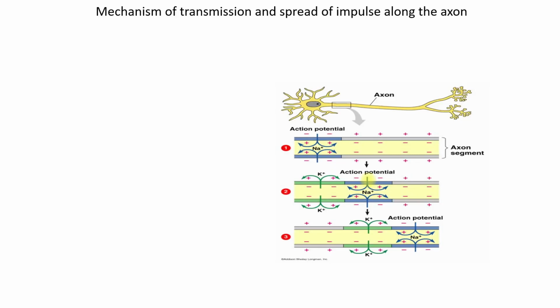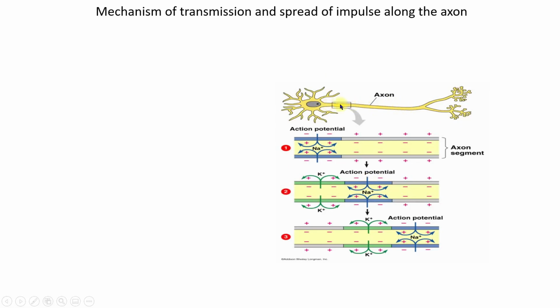So today's lesson, we'll be talking about transmission of impulse as well as characteristics of impulse. The first part is the mechanism of transmission and spread of impulse along the axon. We have a diagram here that shows you a neuron, and you know that the transmission of impulse is along this axon.